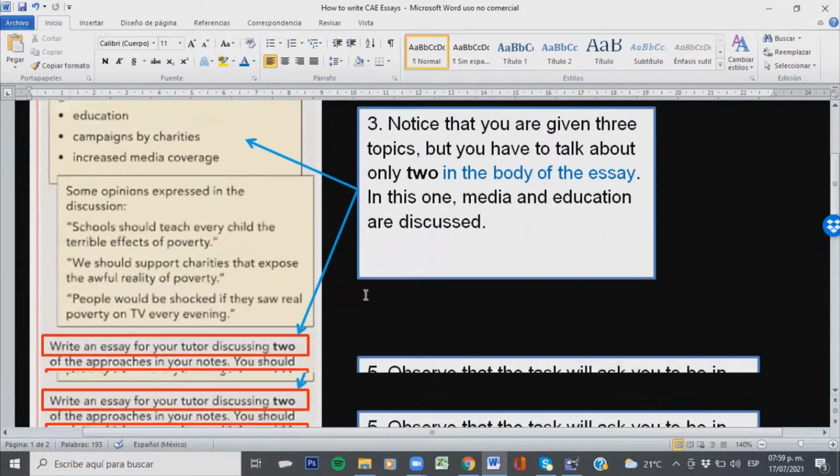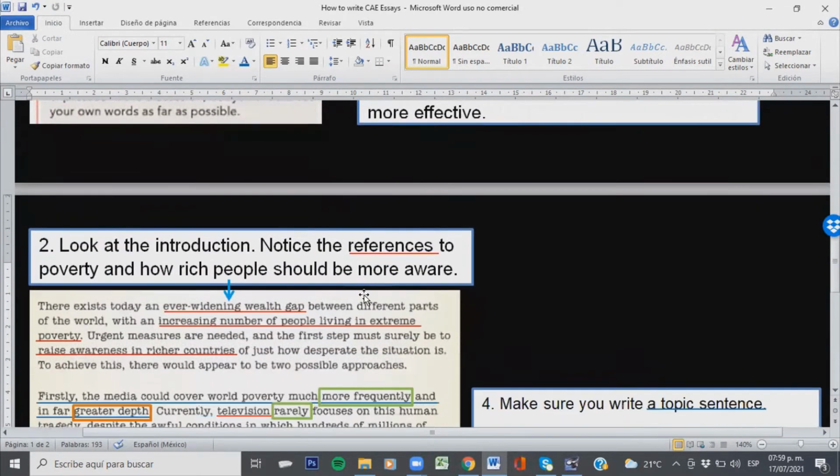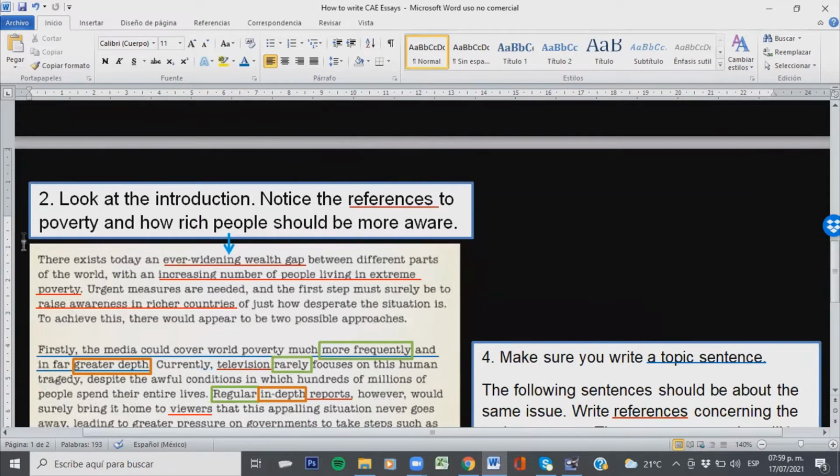Let's take a look at the introduction now. And it says, there exists today an ever-widening wealth gap between different parts of the world, with an increasing number of people living in extreme poverty. Urgent measures are needed, and the first step must surely be to raise awareness in richer countries of just how desperate the situation is. To achieve this, there would appear to be 2 possible approaches.